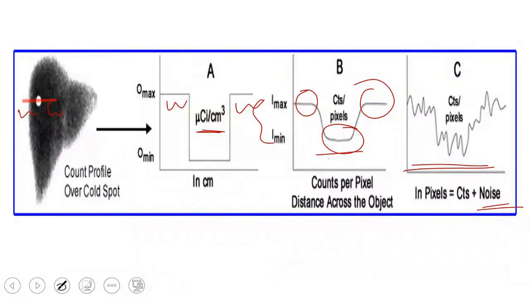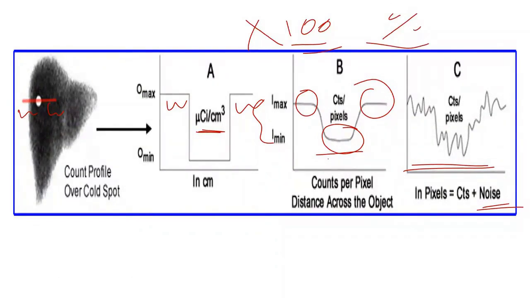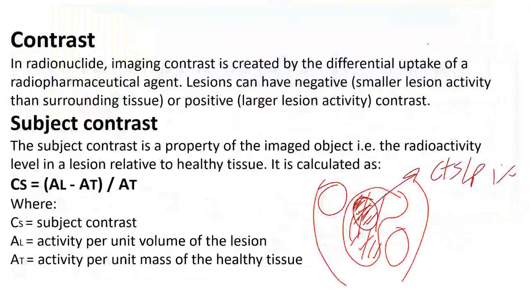The whole idea is that you get the difference between the counts in the lesion minus the background counts, and you divide it by the background counts. This ratio is the contrast equation. If you want to express it as a percent, you multiply this value by 100 to get the exact percentage of the contrast present in the lesion.